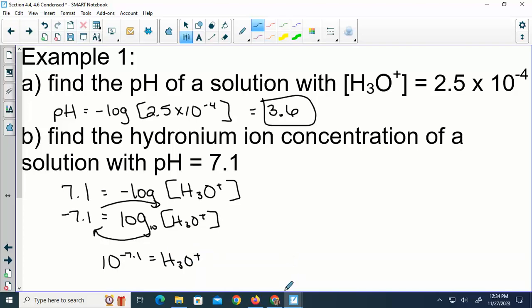And that gives us 7.94. At the end, it has E negative 8, so that's times 10 to the negative 8 power, because that's usually always written in scientific notation. Any questions on pH, whether you have to solve for the pH or the H3O+?